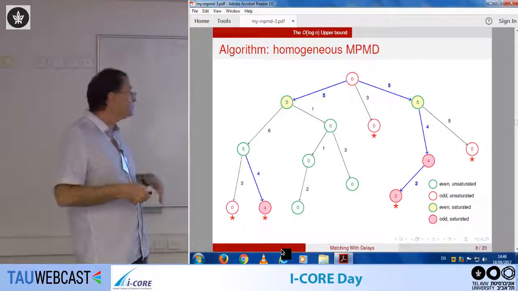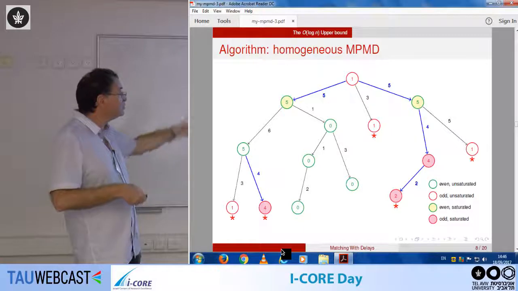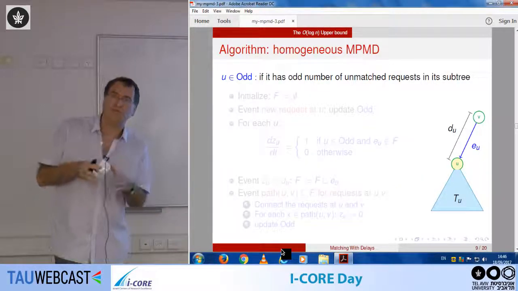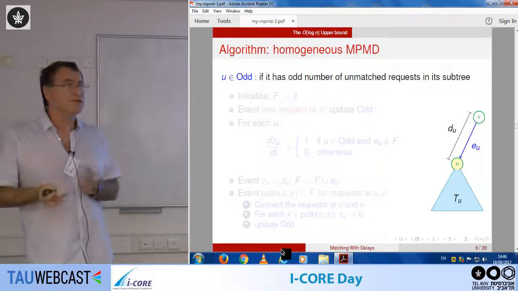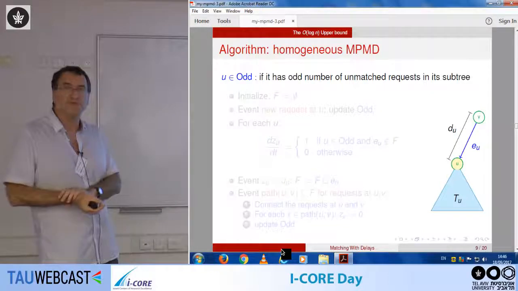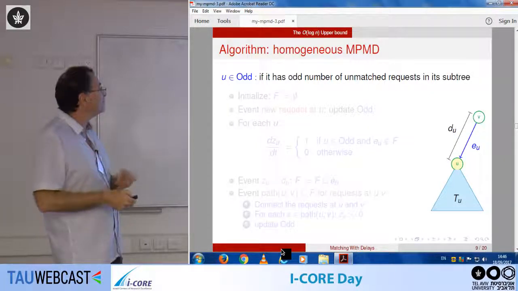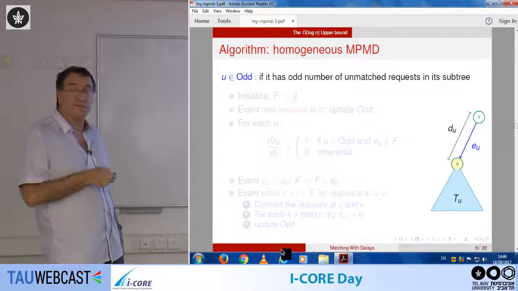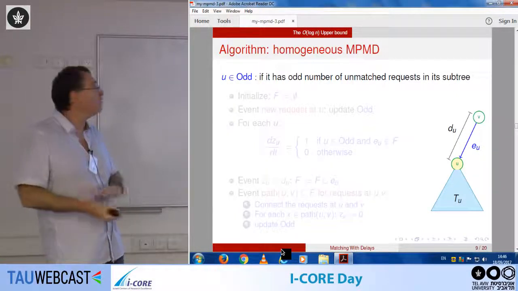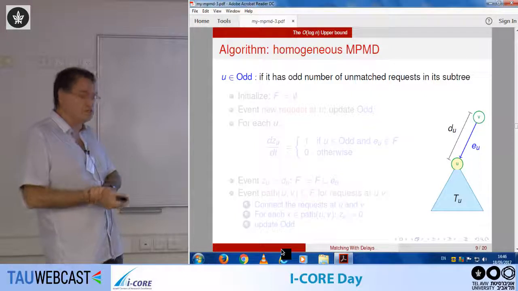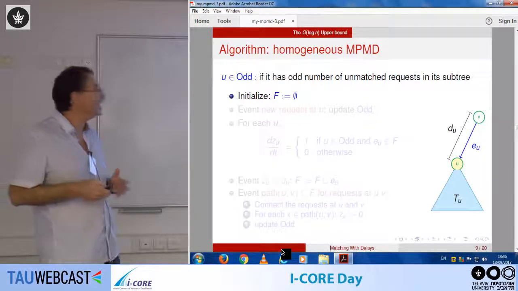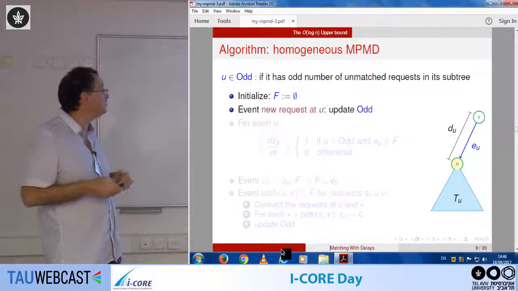And this is the algorithm. So you continue like that. Okay, so this is how it works. Now, if I want to define it in more mathematical terms, I'll describe it in case it was not clear from the picture. Again, each vertex is either odd or even. It's odd if in its subtree there is an odd number of unmatched requests. Otherwise, it's even. And at the beginning, we didn't buy any edge in the tree.